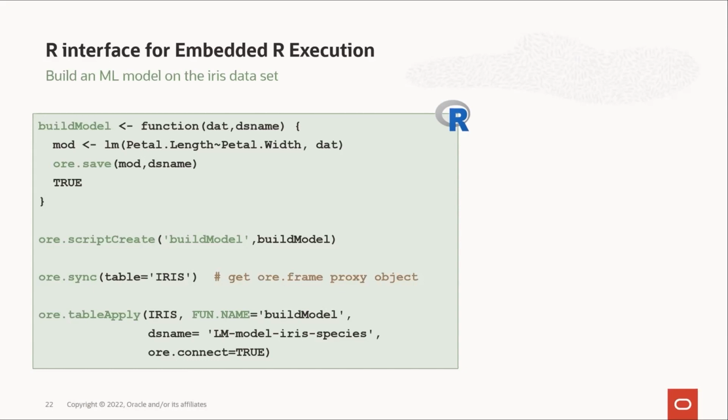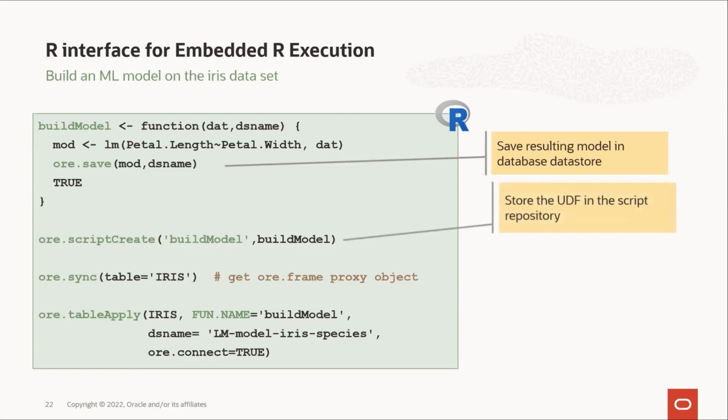Our user-defined function, or UDF, builds a model to predict species using a data frame passed as the first argument, dat. And it saves this model to the database in a data store using ORE save. The return value from our function is simply a Boolean true. Next, we create our UDF in the script repository and get a proxy object to the iris table.